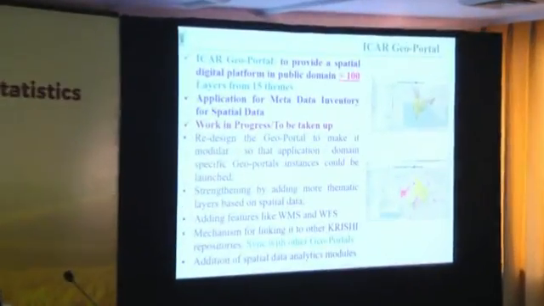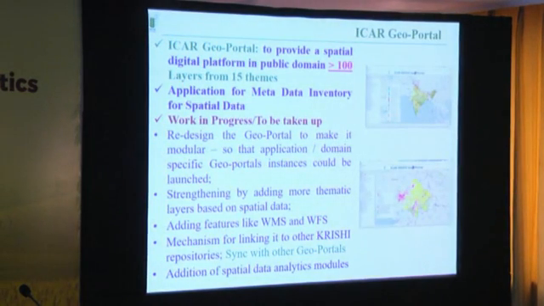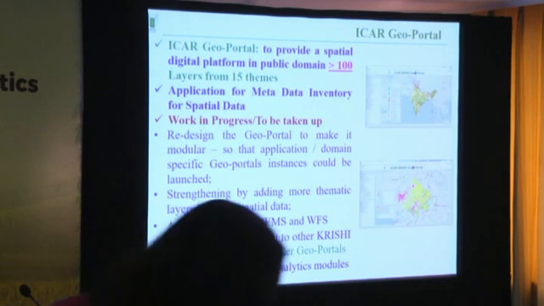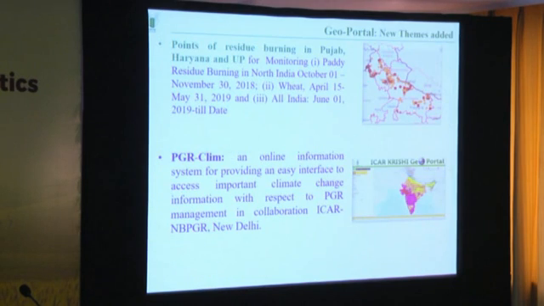Then we have a geo portal where more than 100 layers from 15 themes, particularly all soil data, soil themes, soil depth, soil salinity, soil texture, everything about the soil is available. Then we have crop residue burning data in real time from October 1, 2018 till date. All this data is available point wise for all the states.